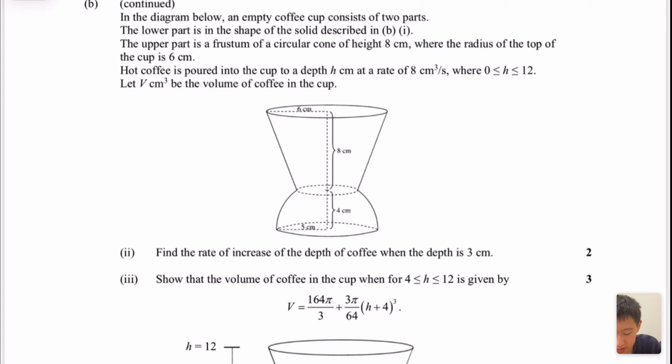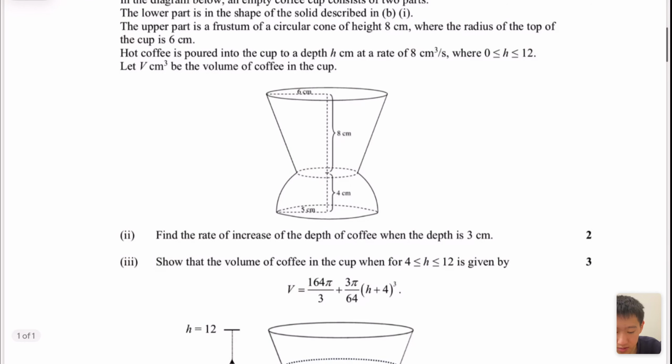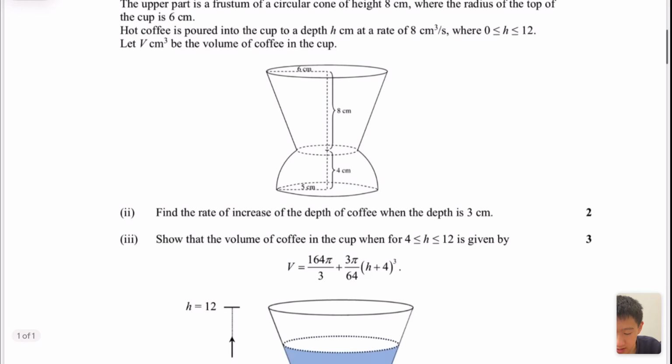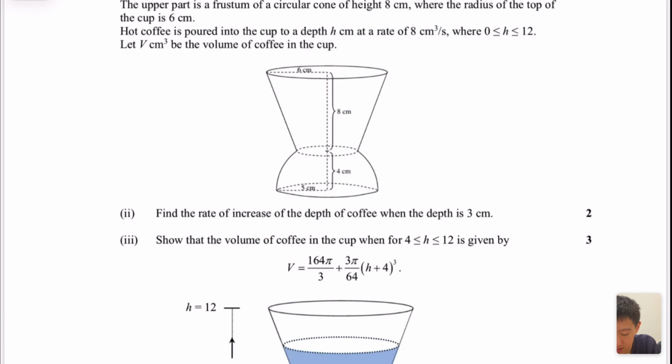The lower part is described like this, which is in part B, and the upper part is a frustum of a circular cone. So it's not a part of a circular cone, the whole thing would be like this, but it cuts here to get this, of height 8 centimeters, with the radius on the top of the cup 6 centimeters. Now it's asking us to find the rate of increase when the coffee cup is 3 centimeters.